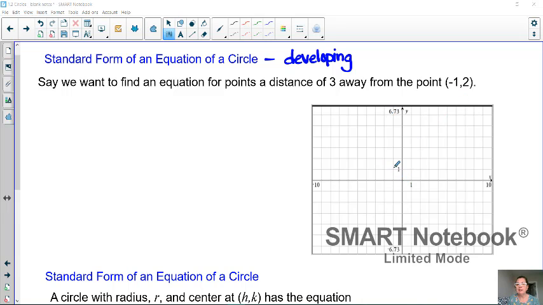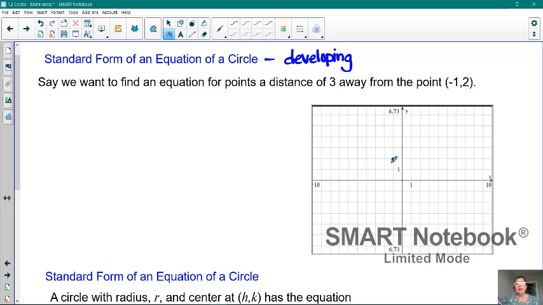Let's just graph the point -1, 2. And if we're trying to find an equation for whatever is 3 units away in all directions from -1, 2, that means up 3, down 3, left 3, right 3, out 3 in every direction. Notice what we are finding. We're really finding the equation of a circle. And I would welcome your generosity in calling that a circle.